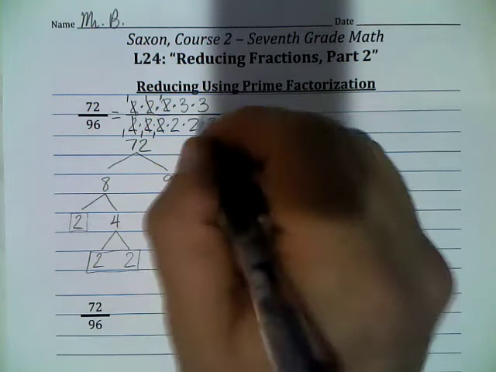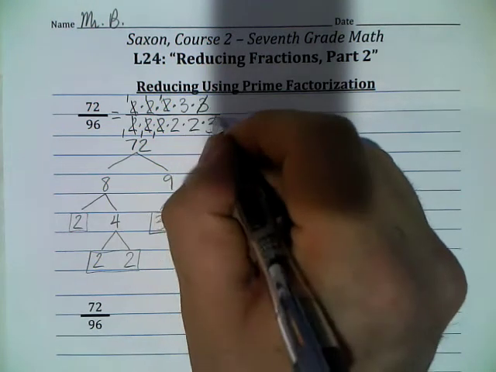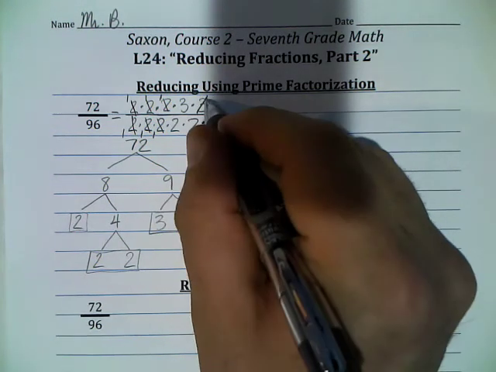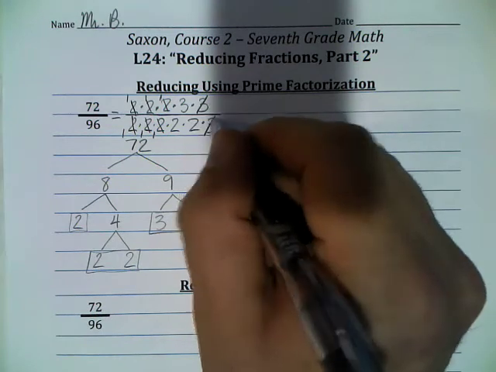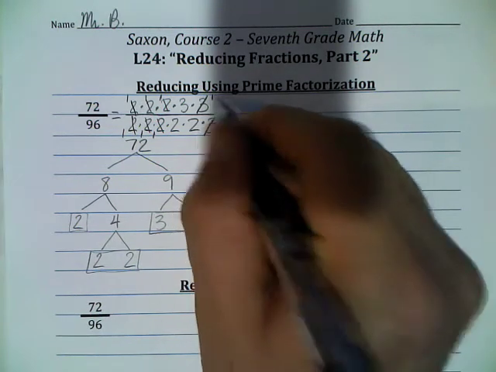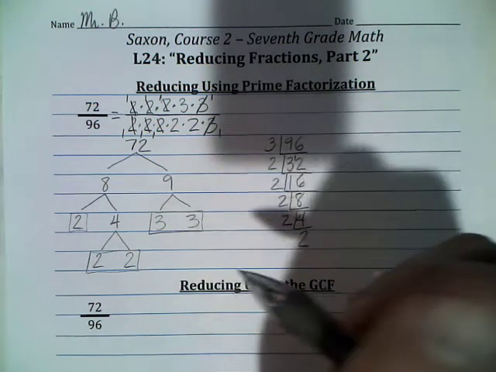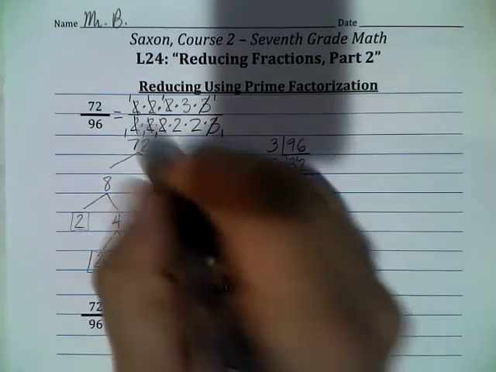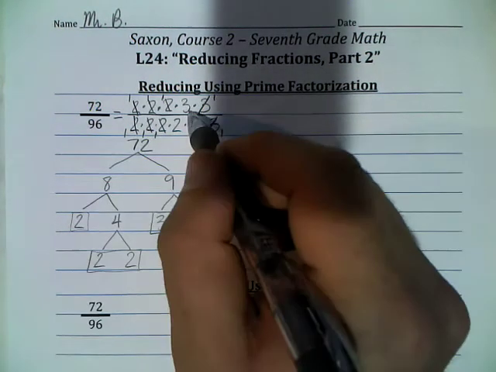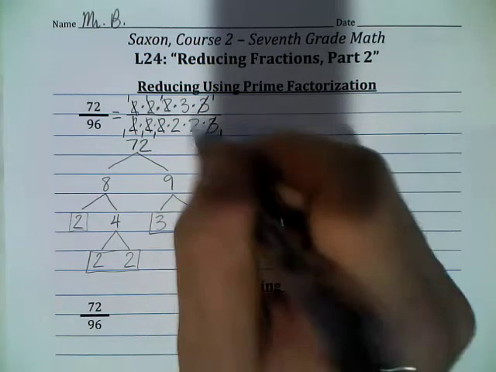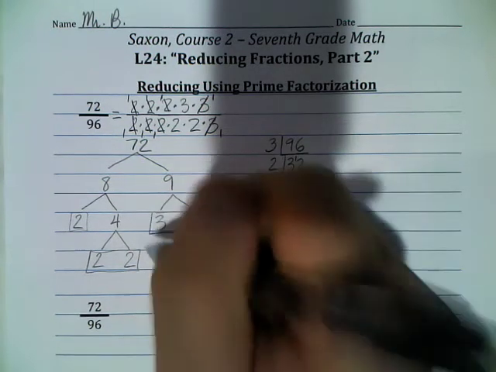But this 3 and that 3 can reduce because this 3's on top, that 3's on bottom. Numerator, denominator. This becomes a 1, that becomes a 1 because they're the same number. And now ignore the 1's. What's left over? I got a 3 up top. I got a 2 times 2 on bottom. Any more reducing there? No.